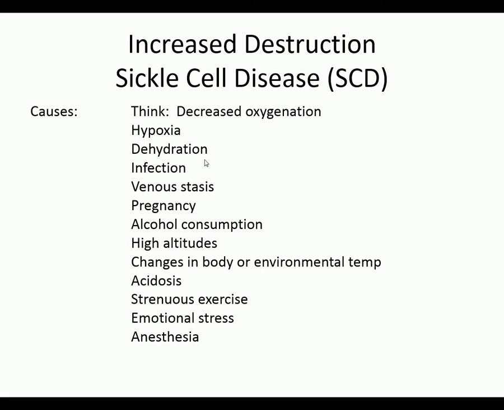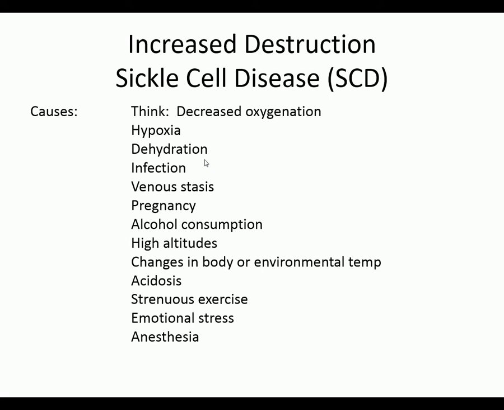The change in shape makes them become very hard and rigid, and they clump together. That clumping can cause a vaso-occlusive event, which you will see written as VOE. That vaso-occlusive event can lead to tissue hypoxia and cause further sickling of cells. Your vessels can become obstructed, and they will become ischemic, and this is going to damage your organs.